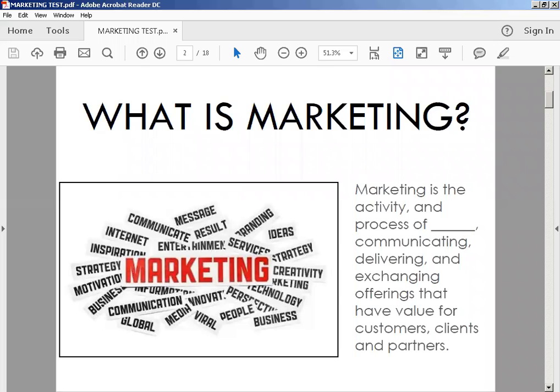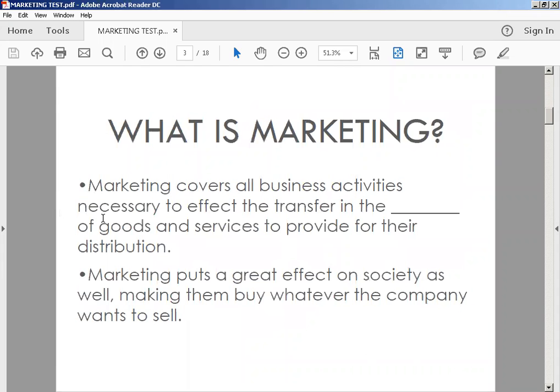Next, I proceed. What is marketing? Marketing covers all business activities necessary to effect the transfer in the dash of goods and services to provide for their distribution. You have to fill this, the transfer in the dash. Marketing creates the transfer in the dash, and you have to write down the answer.